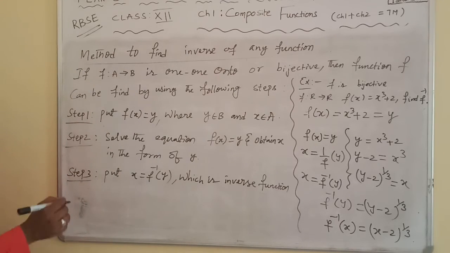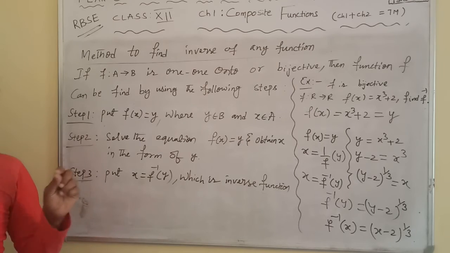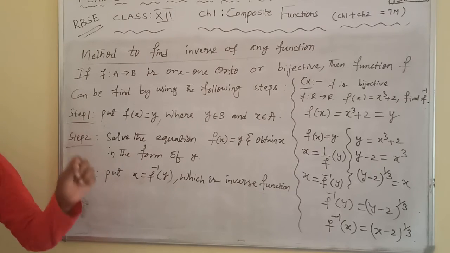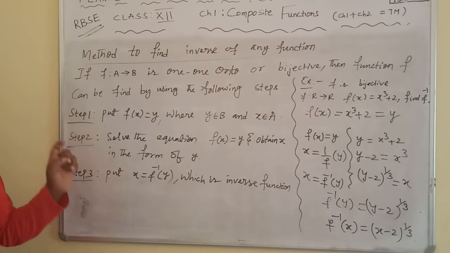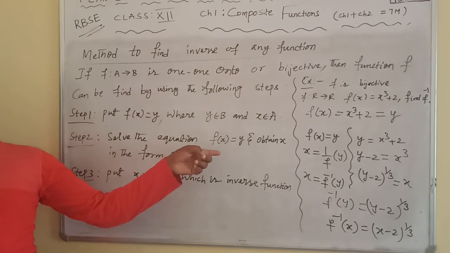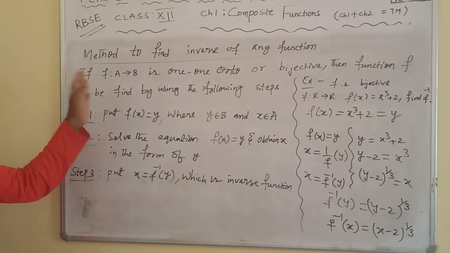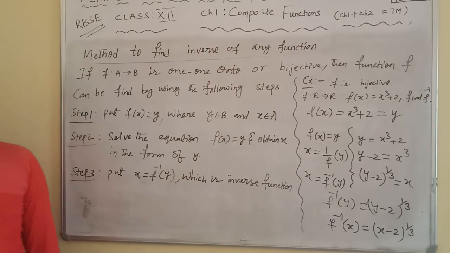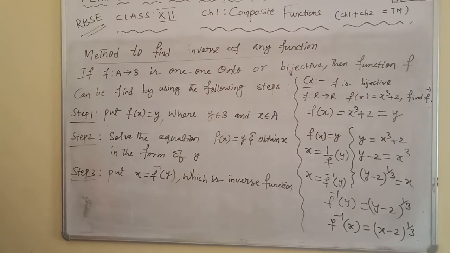Here, note this, you need to remember it. If any function is one-to-one and onto, then only the inverse of the function is possible. You can write as a note: if any function is one-to-one onto, then only f inverse is possible. So that is how to find the inverse of any function. This is the method. We'll move on to the next topic.